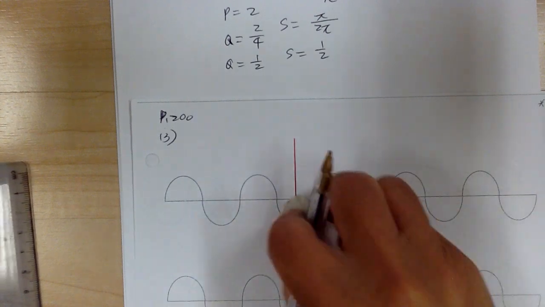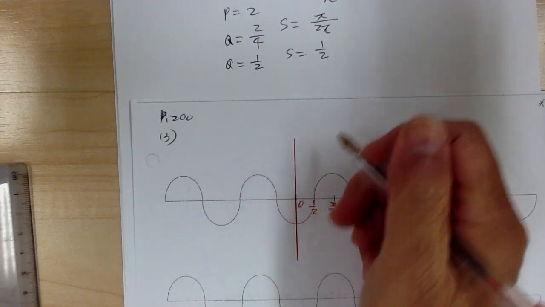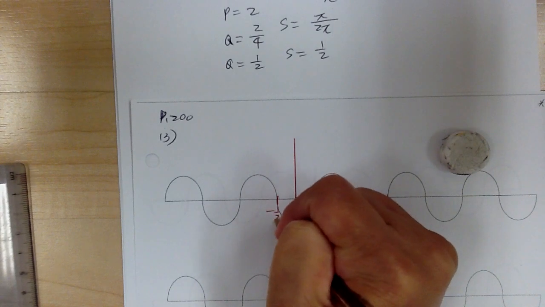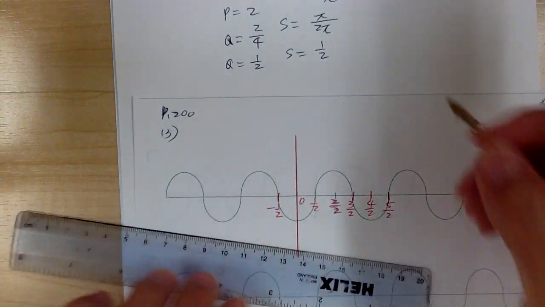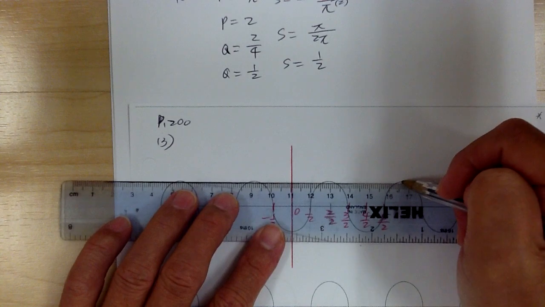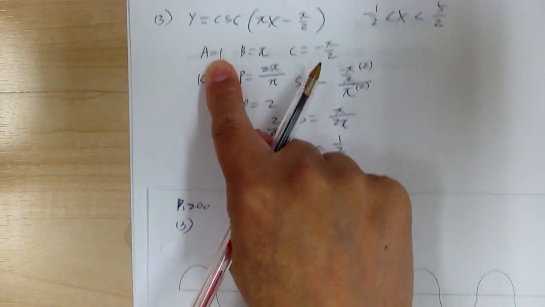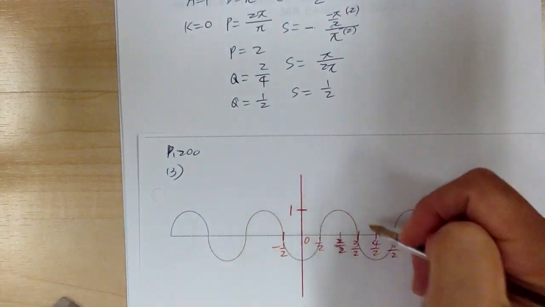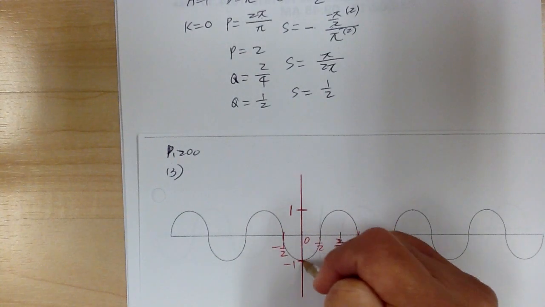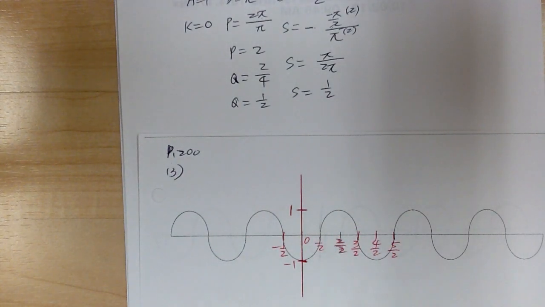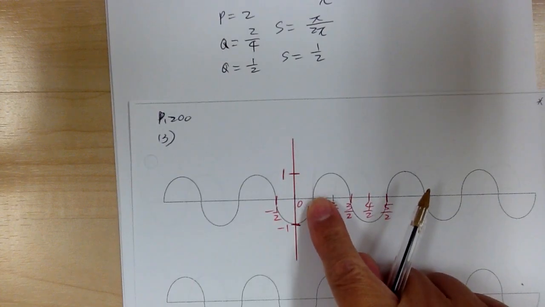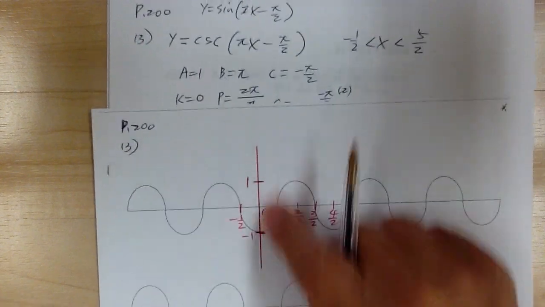So this is 1 over 2, 2 over 2, 3 over 2, 4 over 2, 5 over 2. And when you go backward, here's your 0. Go backward, here's your negative 1 over 2. And to get the amplitude, again, look at the number on top, and draw the little hash over here. So a equal to 1, so that's your 1 over here, and this would be your negative 1. Okay, so now this is the graph for the sine.